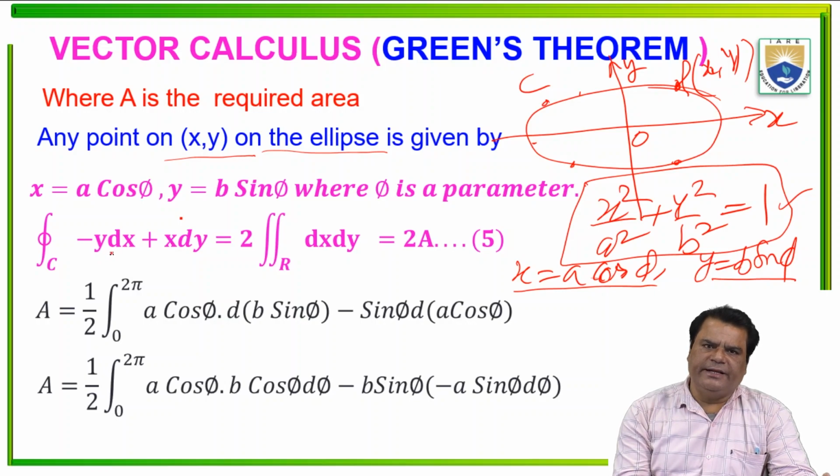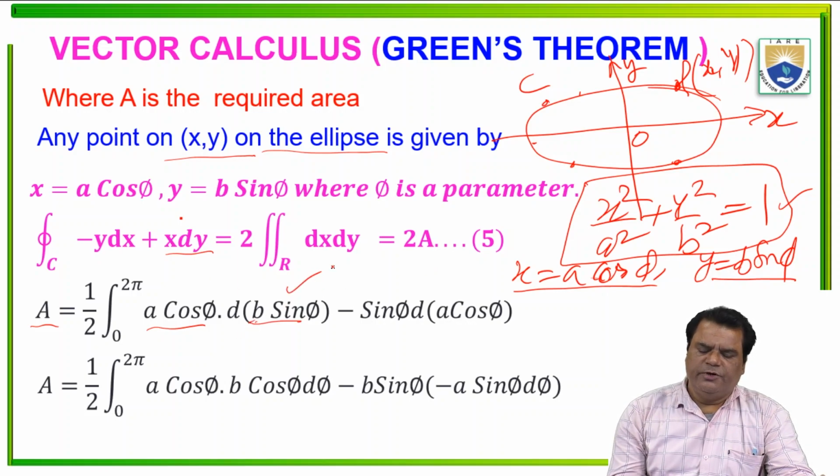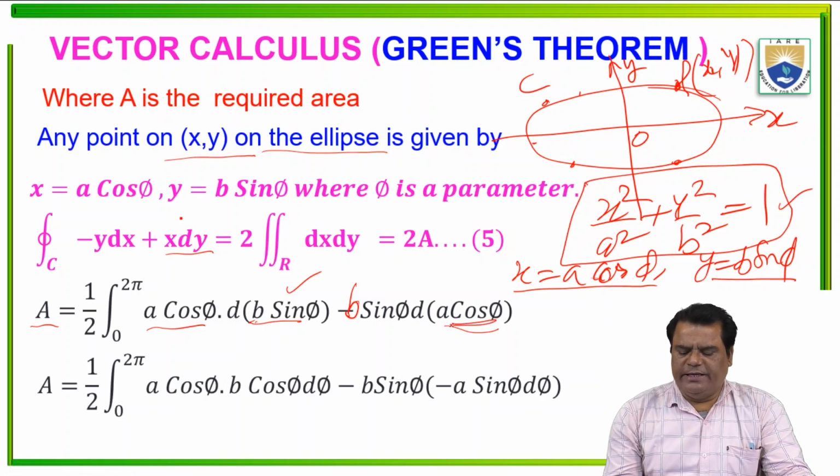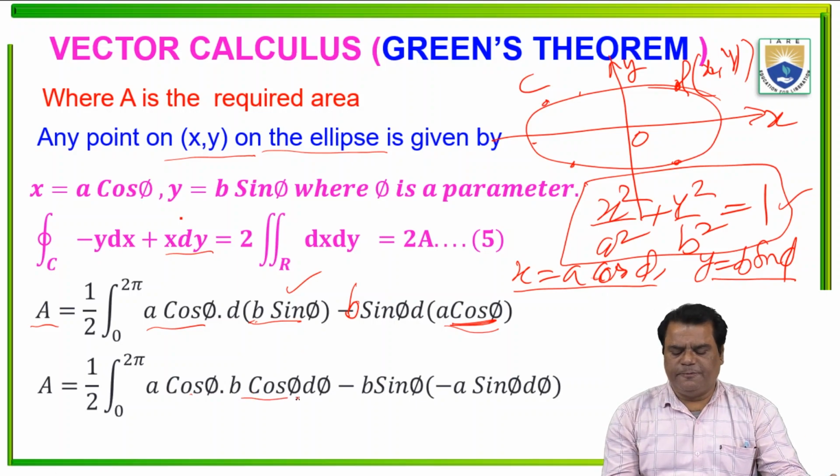So putting these values in the left-hand side, area A equals 1/2 ∫ from 0 to 2π of (−y dx + x dy). Here x is a cos φ, and dy, differentiating y = b sin φ, is b cos φ dφ. Minus y, that is b sin φ, and dx, differentiating a cos φ, is −a sin φ dφ. The derivative of sin φ is cos φ, and the derivative of cos φ is −sin φ.